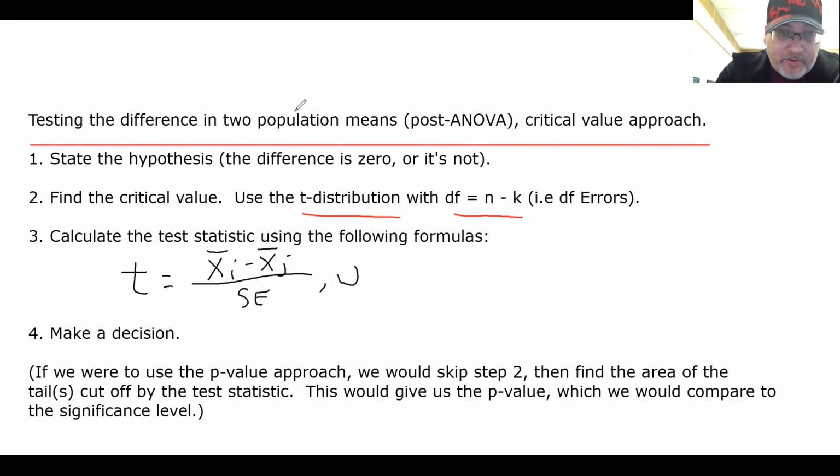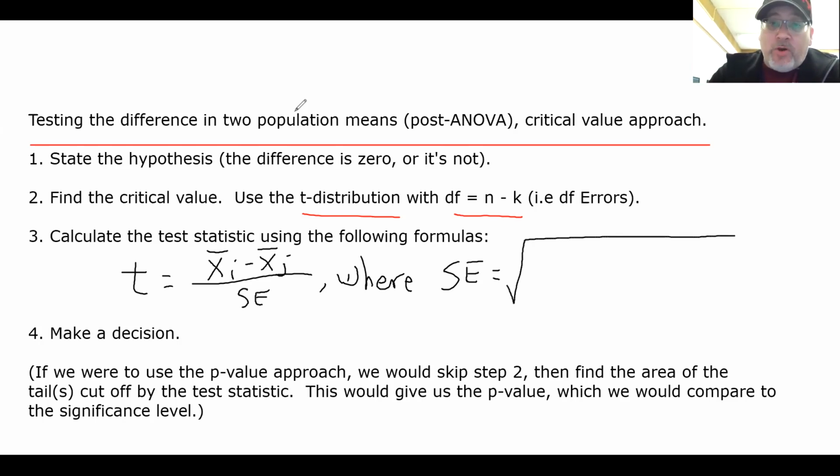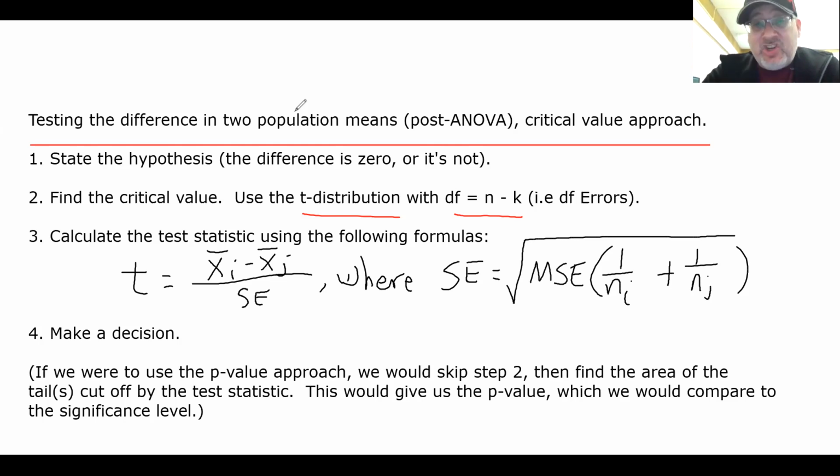So what's the formula for the standard error? Well, that's where the standard error is the exact same standard error that we used when we estimated the difference in two population means, which was the long, tall square root of MSE times the sum of the reciprocals of the sample sizes, Ni and Nj. So we've got to do that calculation again.